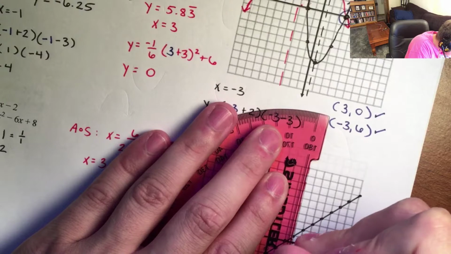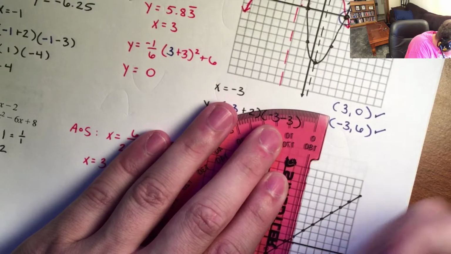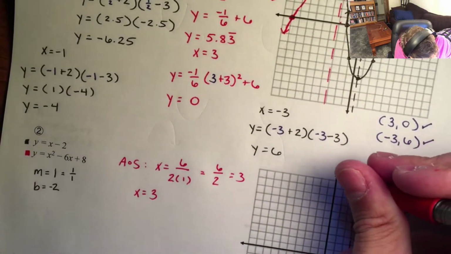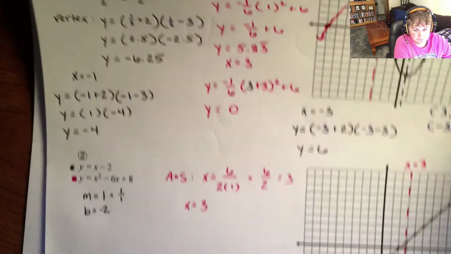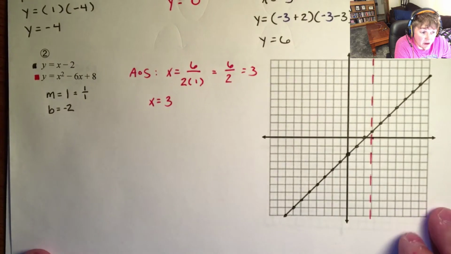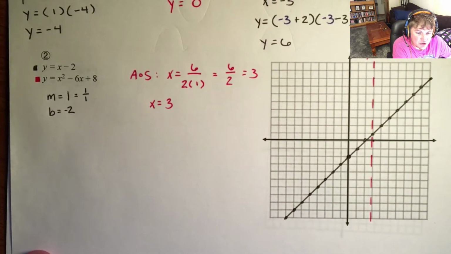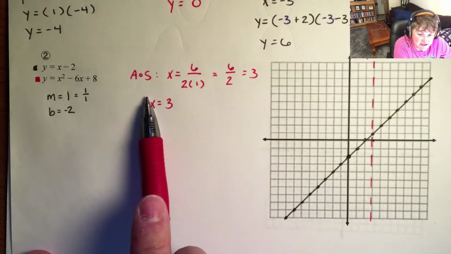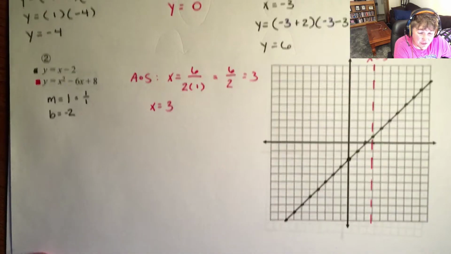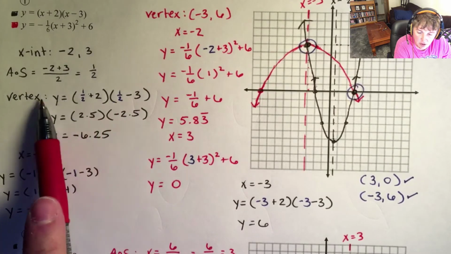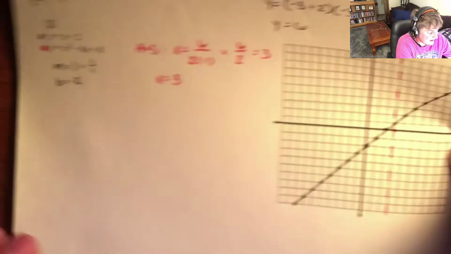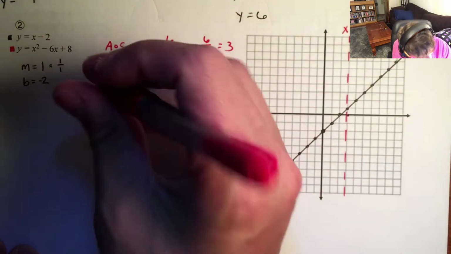The vertex is going to be somewhere on this dashed line, which is my axis of symmetry, x is equal to 3. Okay, how do I find the vertex? Well, once you find the x value for the axis of symmetry, just like the previous one, once you have your axis of symmetry number, you plug it in to find the vertex.